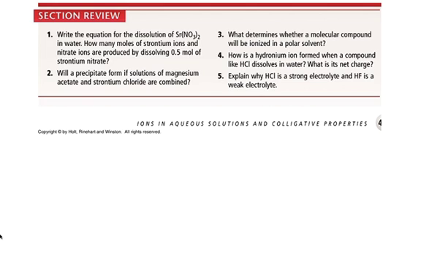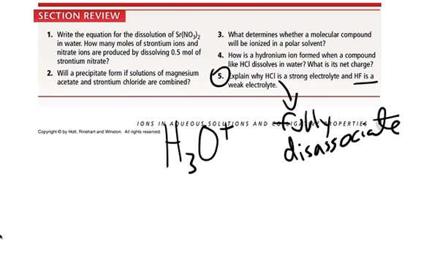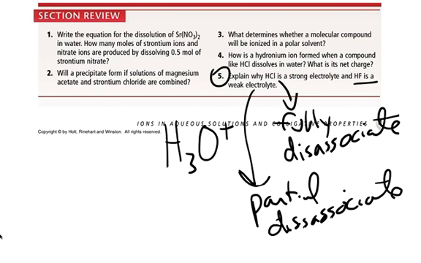Next question is kind of more of the same. How is hydronium formed when a compound like hydrochloric acid dissolves, and what is the net charge? So the net charge on hydronium is plus. It's H3O+. It forms by basically the water going in, removing the hydrogen, and that's what we just wrote. So number 5, why is hydrochloric acid a strong electrolyte? Well, because it fully dissociates, or full ionization. In this case, I guess it fully dissociates, and HF is a weak electrolyte because it only partially dissociates. There we go. Partial dissociation.